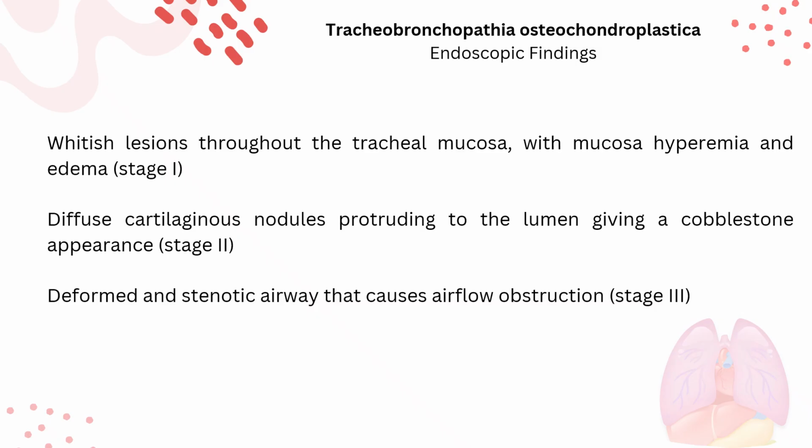In stage 1, whitish lesions are seen throughout the tracheal mucosa with mucosal hyperemia and edema. In stage 2, there are diffuse cartilaginous nodules protruding into the lumen, giving cobblestone appearance. And in severe stage 3 disease, deformed and stenotic airways that cause airflow obstruction.